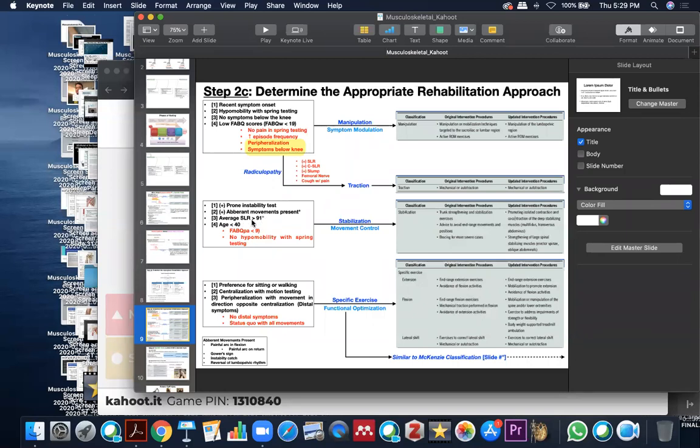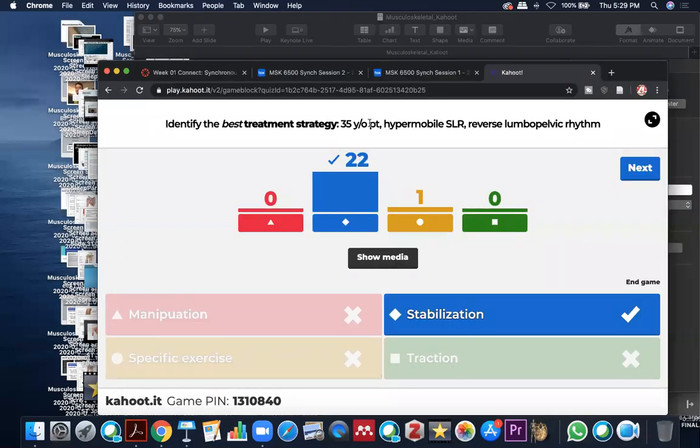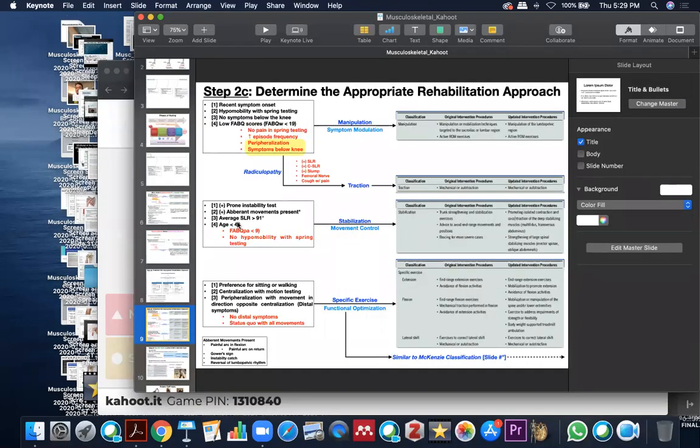91 degrees. So if they have a hypermobile, when they do a straight leg raise, if it's greater than 91 degrees, that would be hypermobile. That would be another thing to help rule in this classification. And then also, they're 35 years old. So in this case, I think in the last one, it was a red herring. This one actually does help rule it in, because if they're younger than 40, that's another thing.